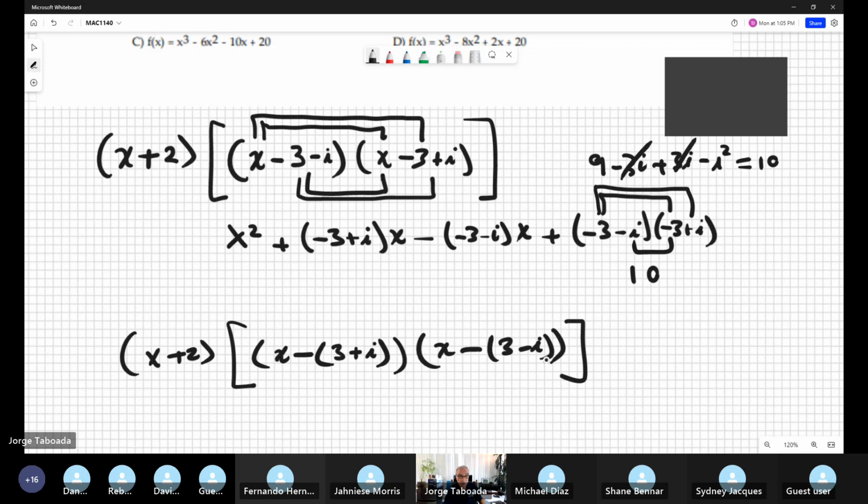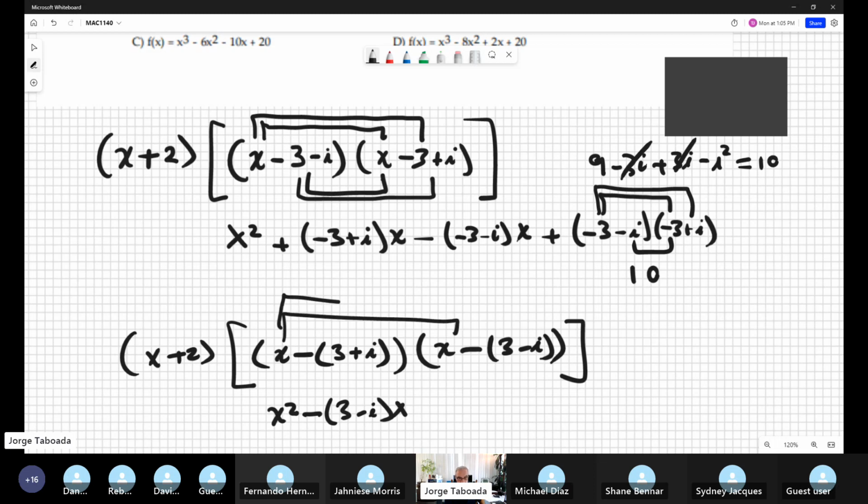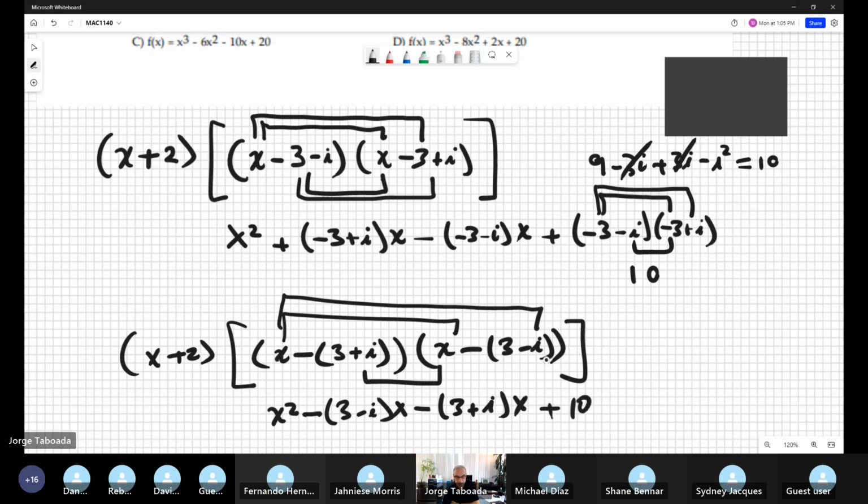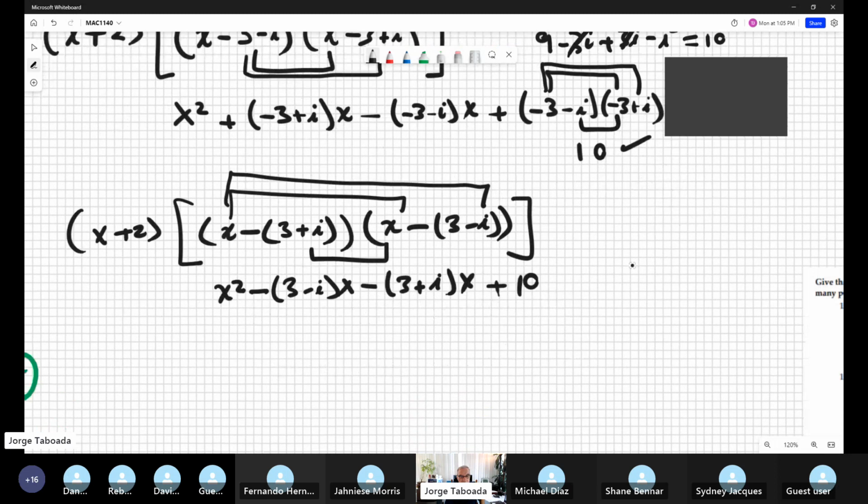So, x squared, this and this, x squared minus 3 minus i, x. I did this multiplication and this multiplication. And this multiplication is minus 3 plus i, x and plus. I did that part, yes, I did well, that part. Now I have x squared minus 3x plus ix, minus 3x minus ix plus 10.